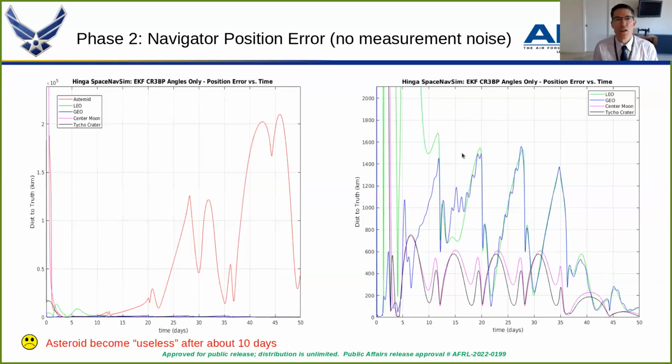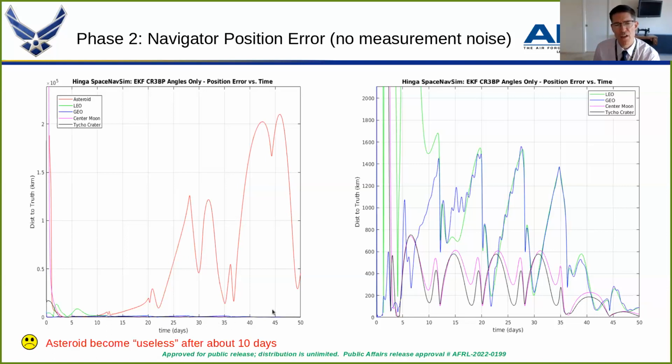Okay. So let's look at the performance in a different way, so-called phase 2 navigation position error. So that's a magnitude position error. The left plot here shows a distance to truth in kilometers versus time. So this shows that the asteroid here, after 10 days roughly, begins to diverge as an object for navigation, becomes useless, and the other objects seem to do well.